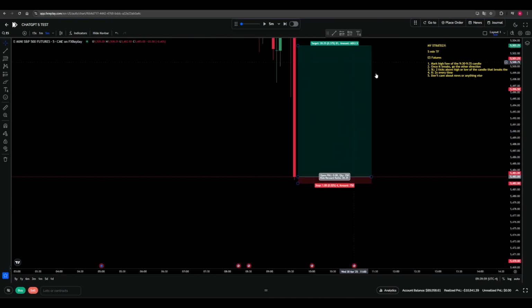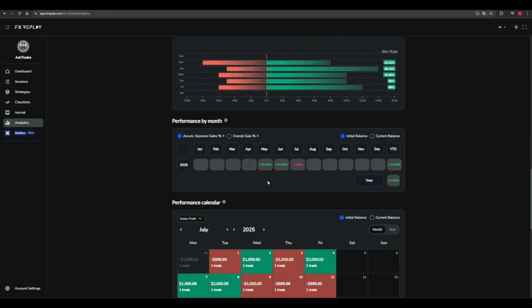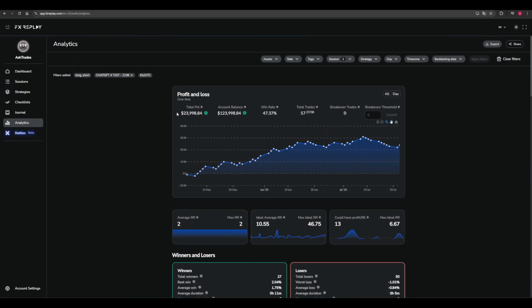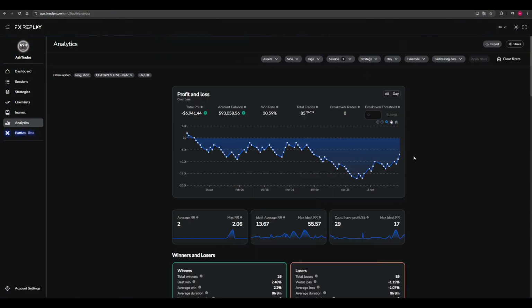Let's see the results. Just a quick recap. This was the 3 months I did yesterday, from May to July. I gained around 24% on the strategy. So let me show you the January to April now. So here are the results for the strategy over January to April in 2025.